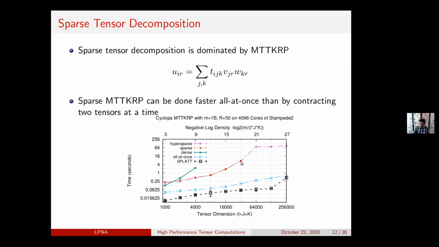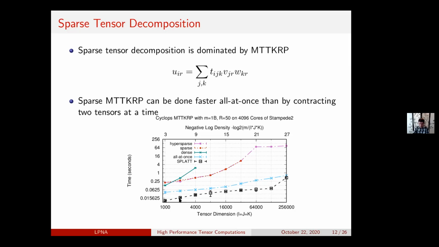But if we actually compare that to contracting everything all at once, which can be done efficiently by iterating over the sparse entries or simply looking at the sparse entries owned by every processor and contracting with the desired entries of V and W to compute the desired contributions to U, this performs a lot faster. So that's the blue line here by multiple orders of magnitude.